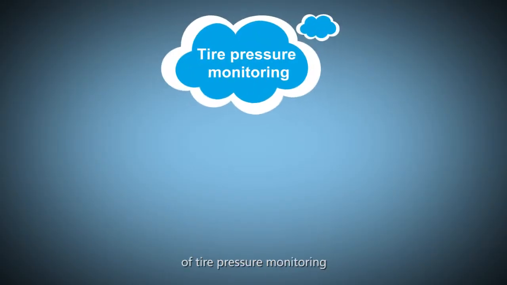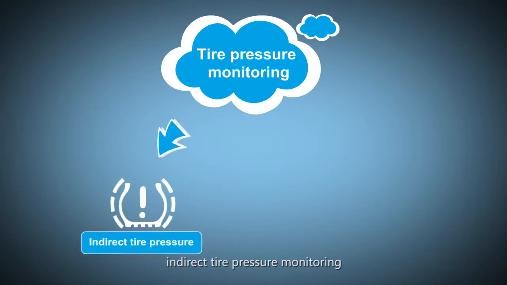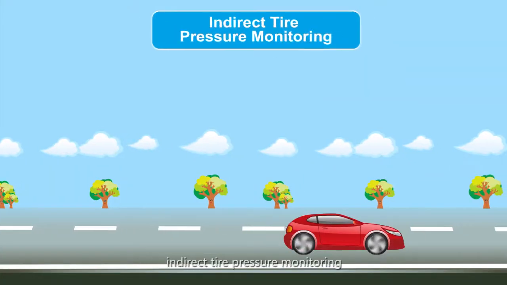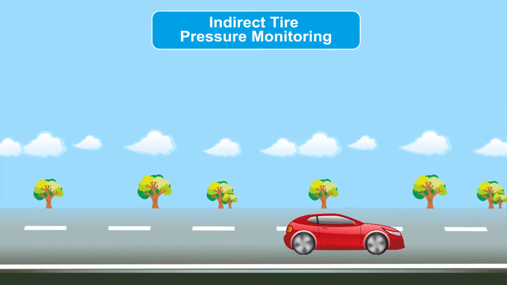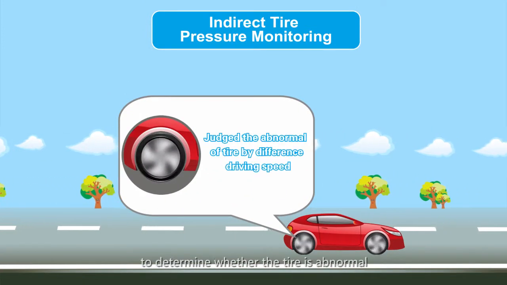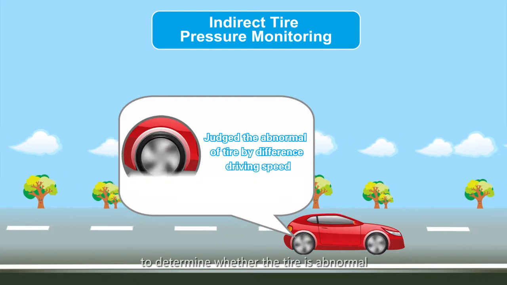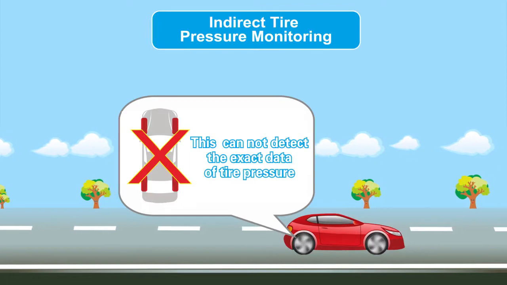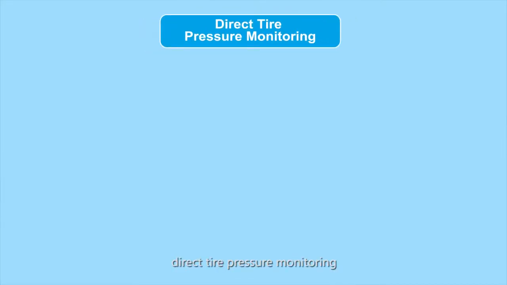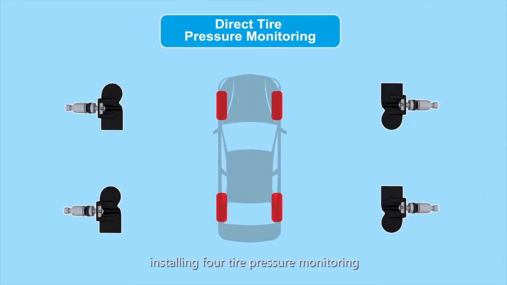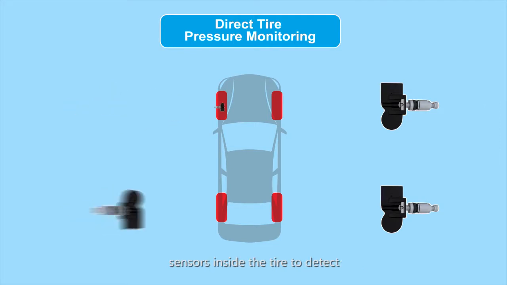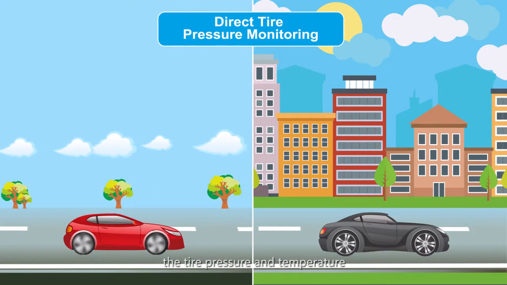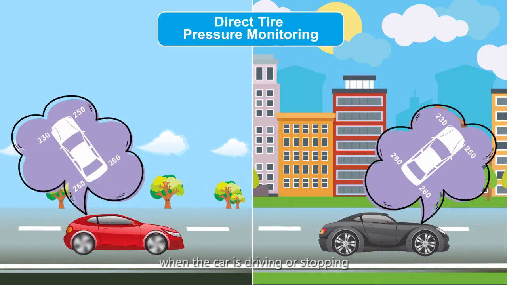There are two types of tire pressure monitoring: indirect tire pressure monitoring and direct tire pressure monitoring. Indirect tire pressure monitoring uses the tire speed difference to determine whether a tire is abnormal, but this cannot detect the exact tire pressure data. Direct tire pressure monitoring installs 4 tire pressure monitoring sensors inside the tires to detect tire pressure and temperature when the car is driving or stopping.